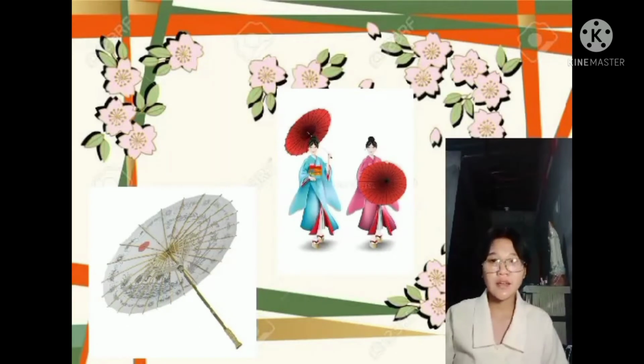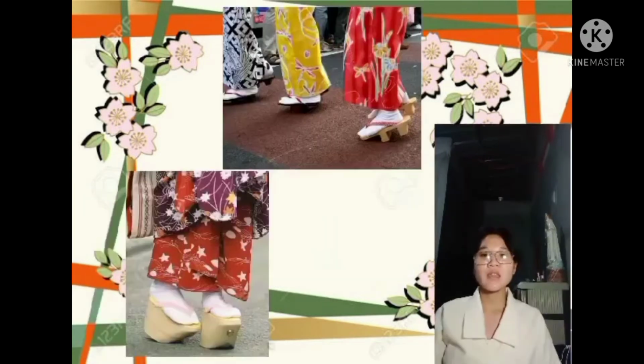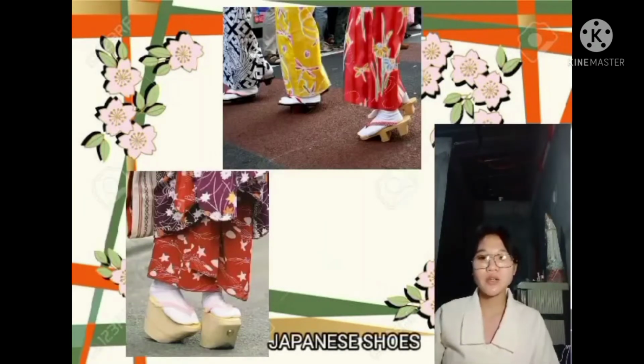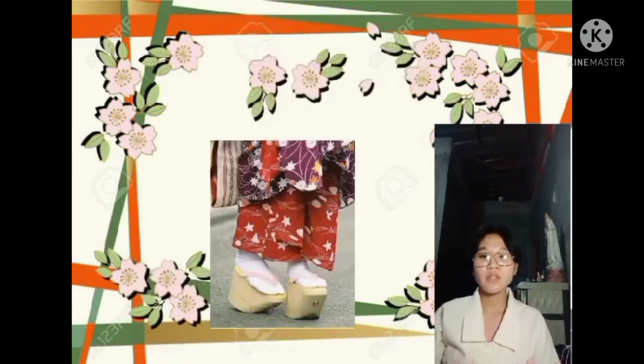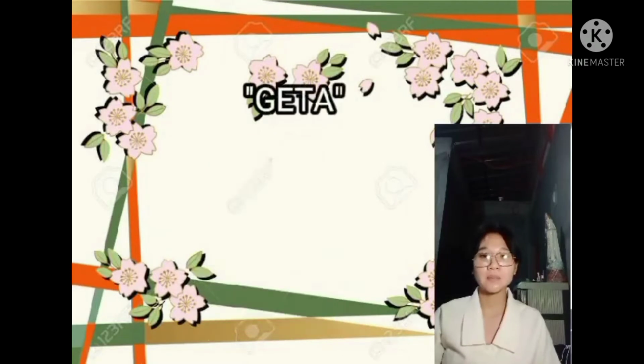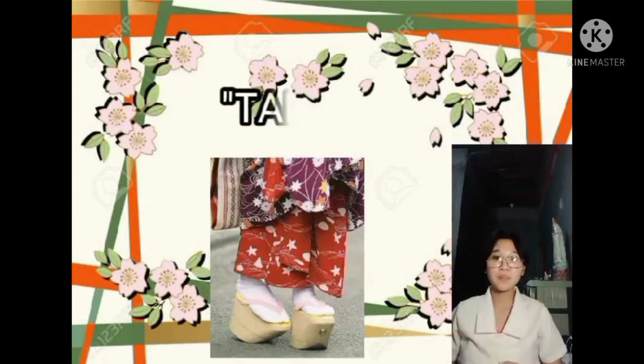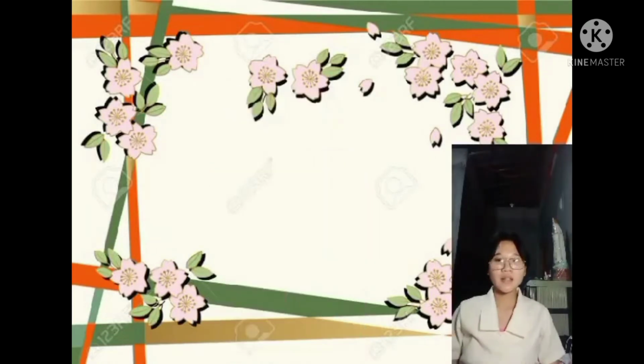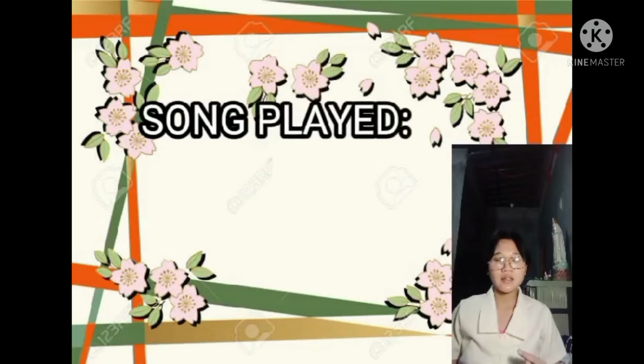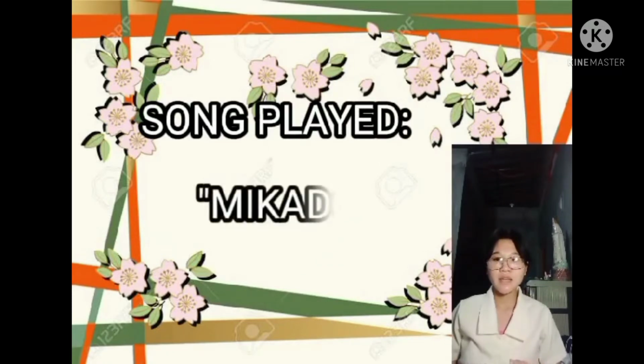As we can see, they carry a parasol, which is called the umbrella or the oil paper umbrella. They also wear Japanese shoes, or the wooden shoes called geta, and they also wear socks called tabi. The last one, the song played during the dance is called Mikado.